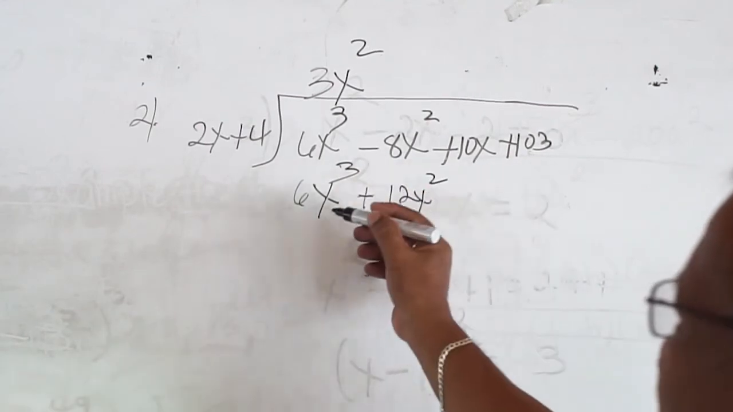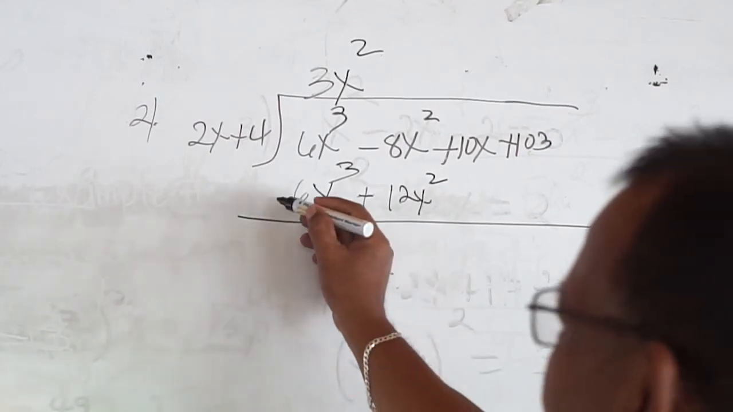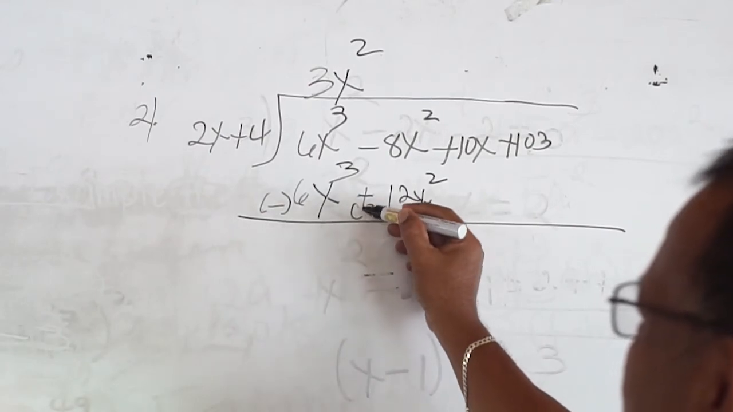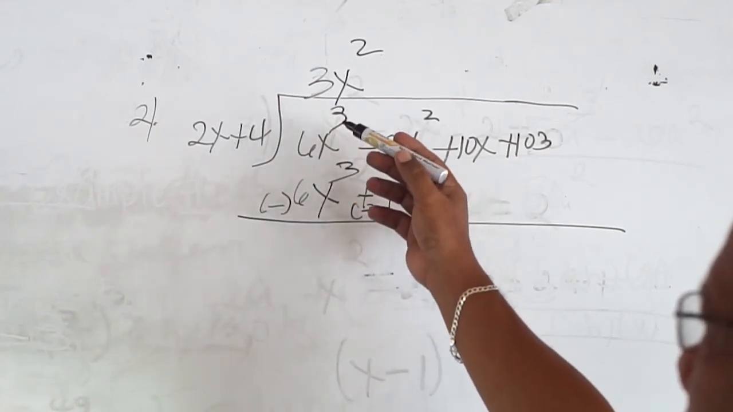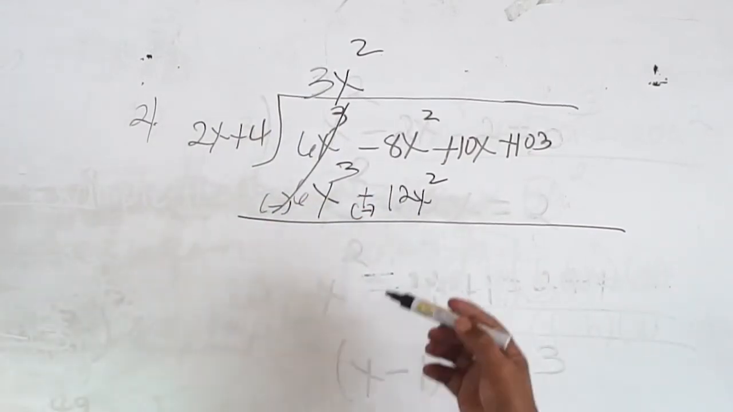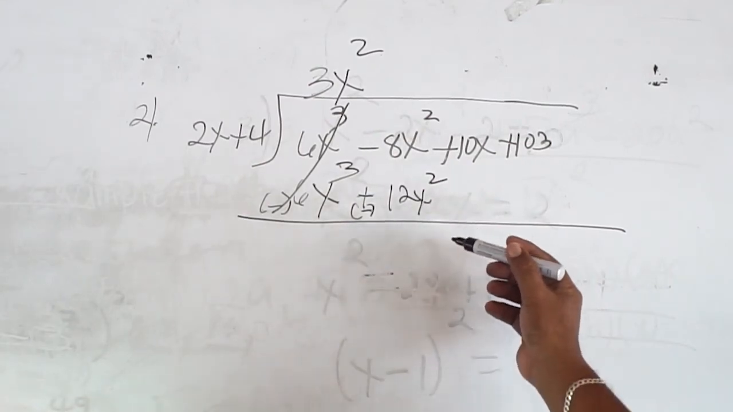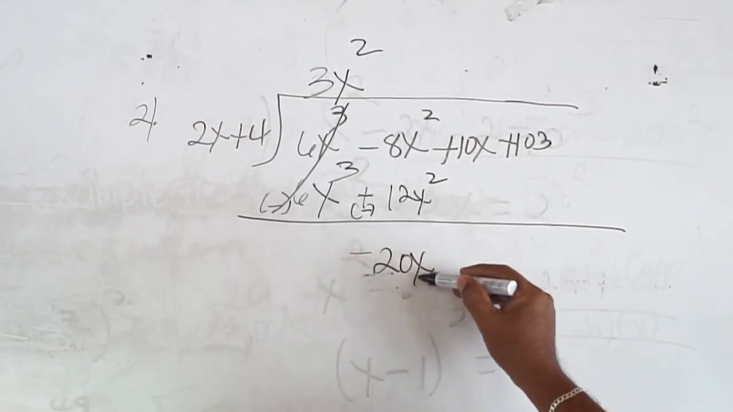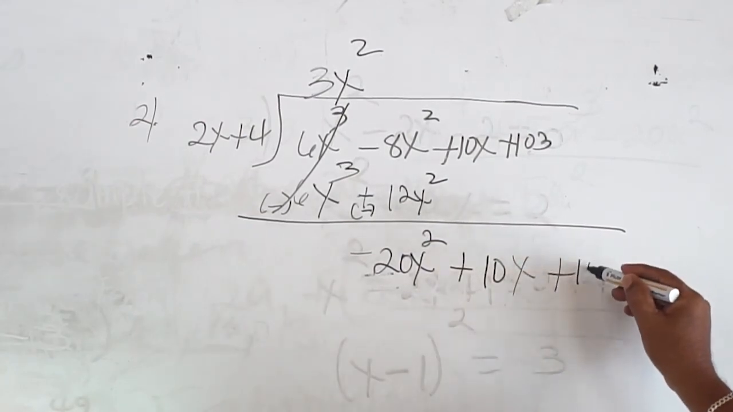Then positive 3x squared times positive 4, so the product is positive 12x squared. Then change the sign of the subtrahend. We have negative, then we have negative. Then add positive 6x cubed plus negative 6x cubed, the result is 0. Then we have negative 8x squared plus negative 12x squared, so the result is negative 20x squared. Then bring down 10x, then positive 103.